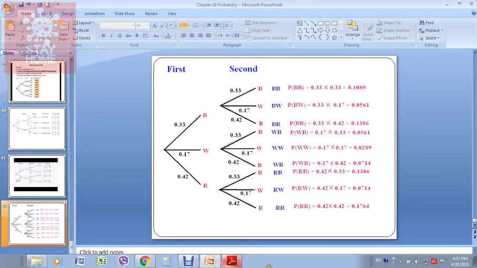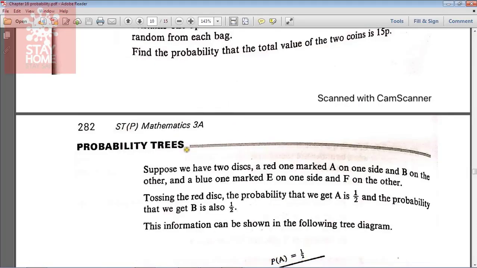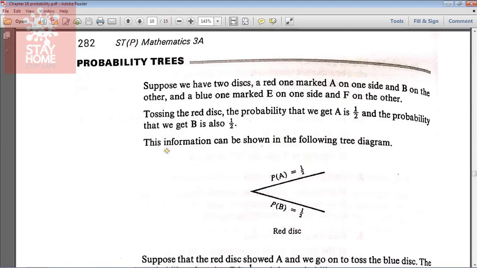Okay, come to the exercise now. Probability tree. Suppose we have two discs, a red one marked A on one side and B on the other. We have two discs. The disc color is red. One side is A and one side is B. And the blue disc has E and F.